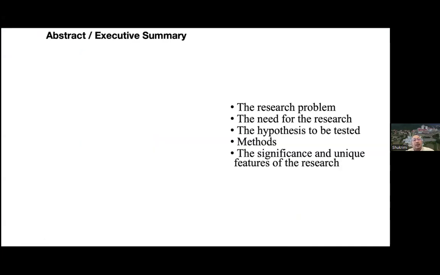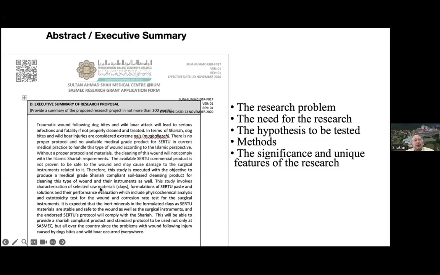Okay, so for the abstract executive summary, what I put here is we mention what the problem with najis mughallazah is, how it needs to be cleaned, and what hypothesis we're going to use. So everything we put here in a concise manner, and mention the significance and the uniqueness of the study, because none of the study was conducted before. The one that used commercially available substitute was not tested scientifically.